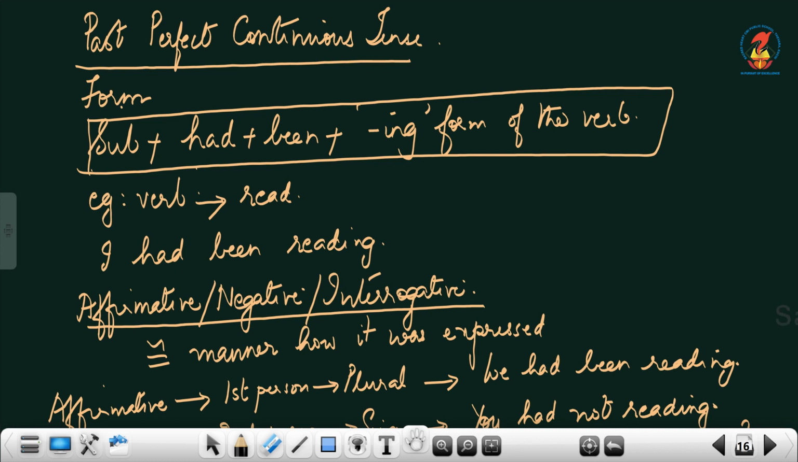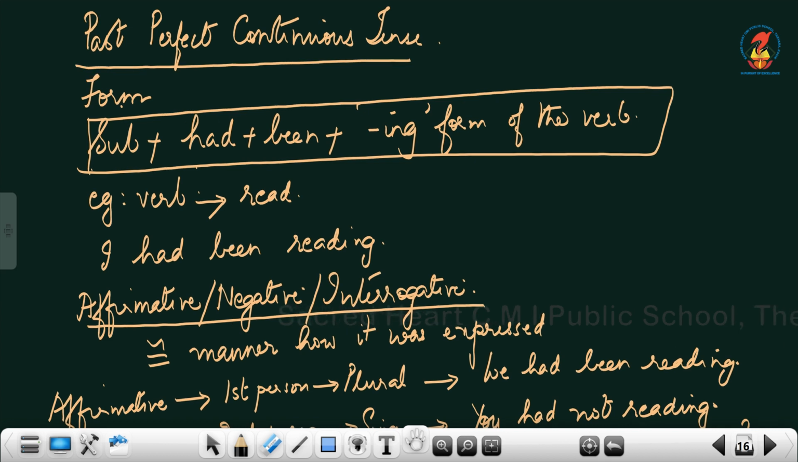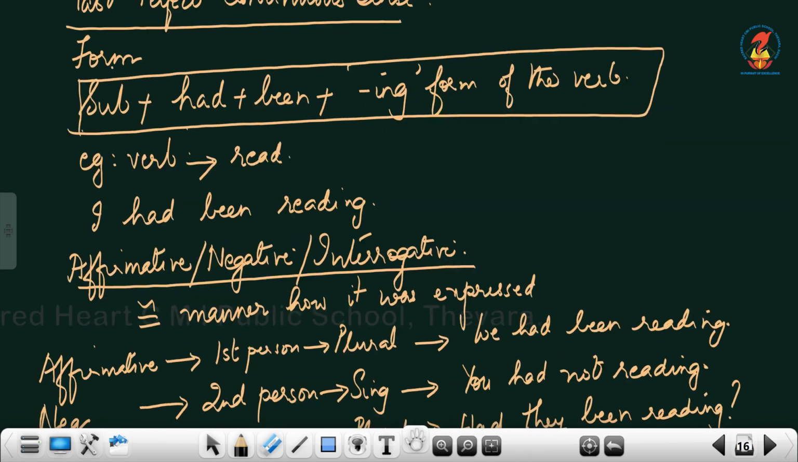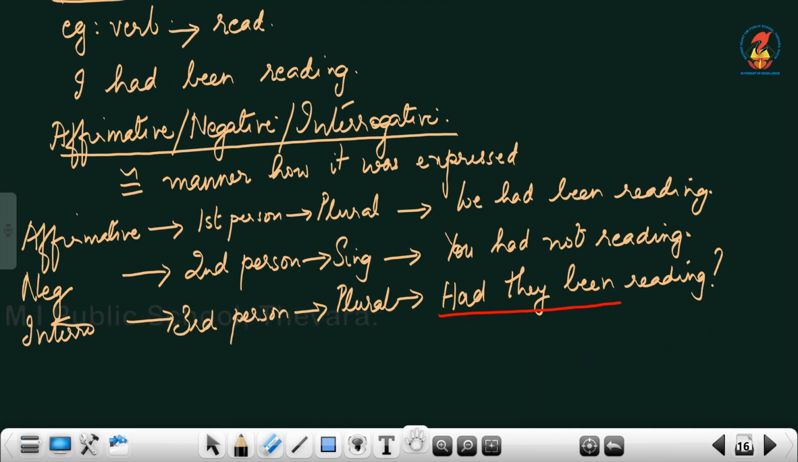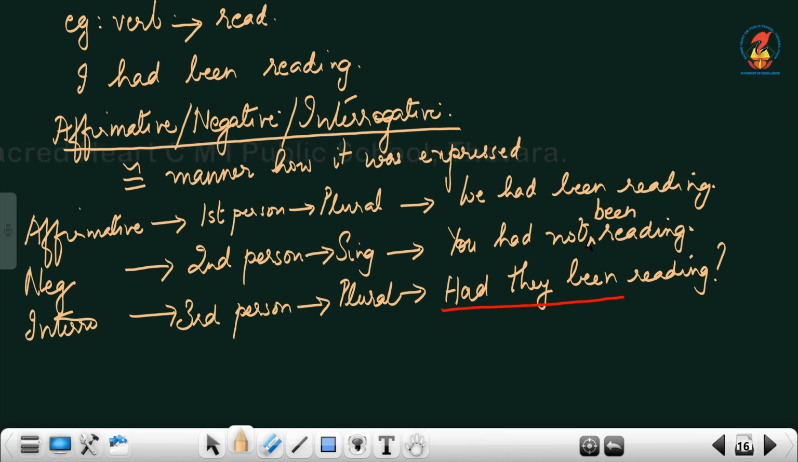Now how are you going to express it in the affirmative, negative and in the interrogative manner? So that is very much similar to how we have expressed it before also. Only thing this time I did not write the whole table. I just wrote part of it. Like for example, if I have to express the past perfect continuous tense first person plural, how am I going to express it? We had been reading. If I have to express it in the negative form, in the second person singular, you had not been reading. Sorry, I missed out a word here. You had not been reading.